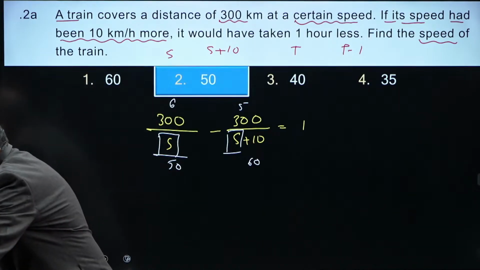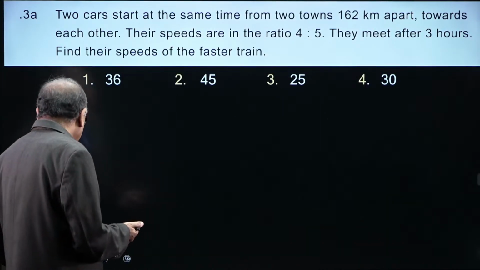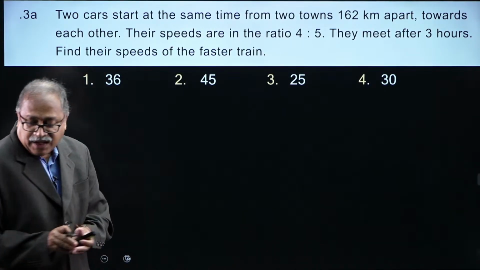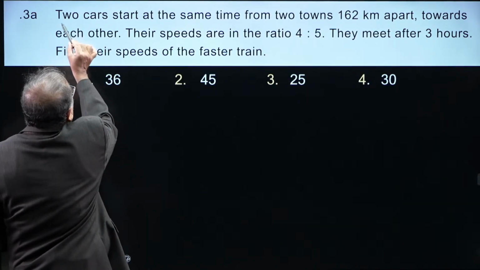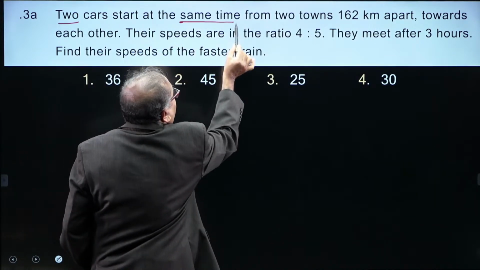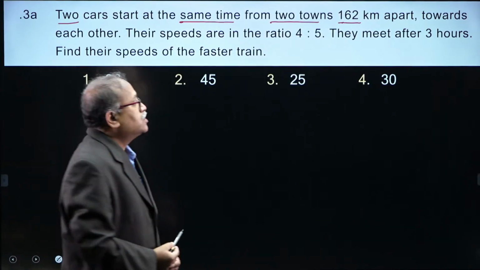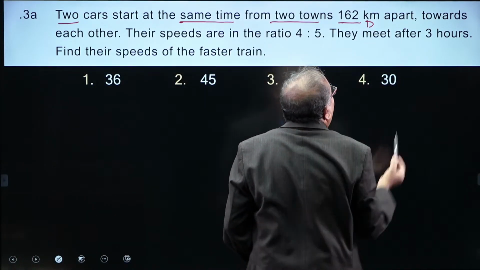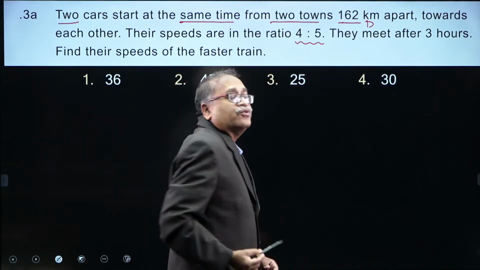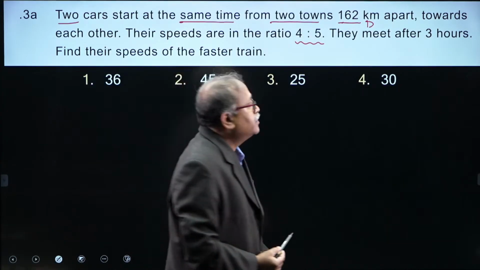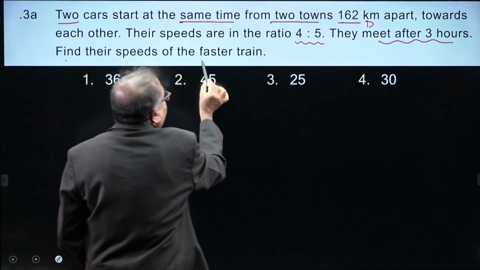Well done. I am moving on to the next question, and the next question on your board is this. Let me read it out, and let us see if Appal Naidu can answer the question at the same pace. Two cars start at the same time from two towns which are 160 kilometers away. So, this is my distance, and they move towards each other. Their speeds are in the ratio of 4:5, and they meet after 3 hours. Find the speed of the faster train.